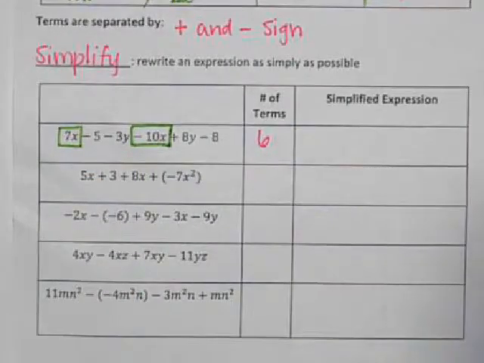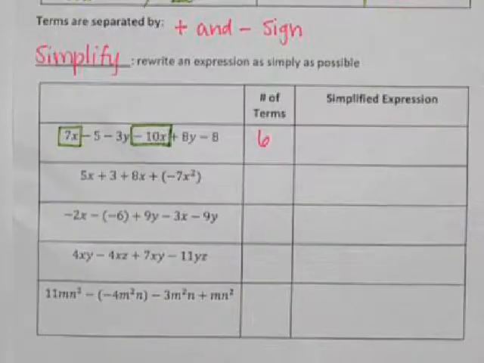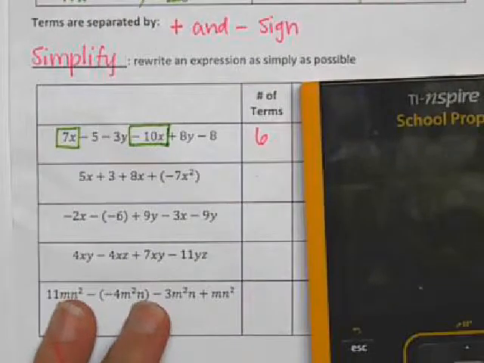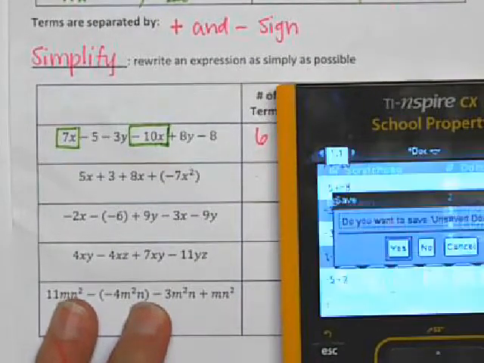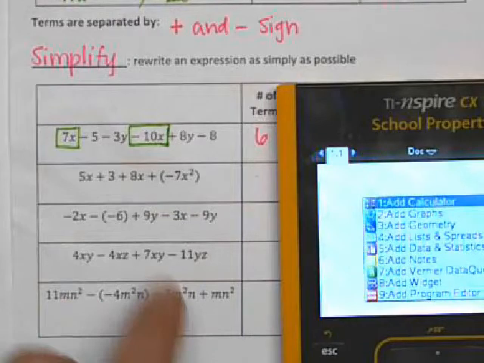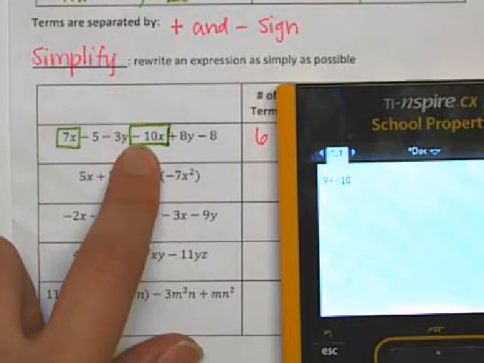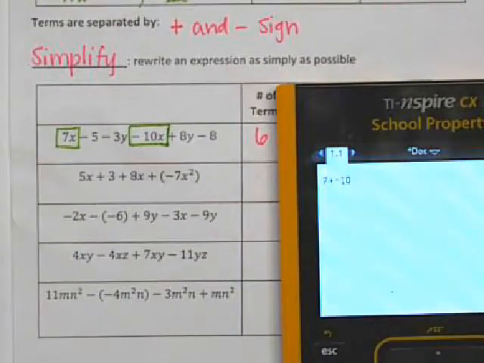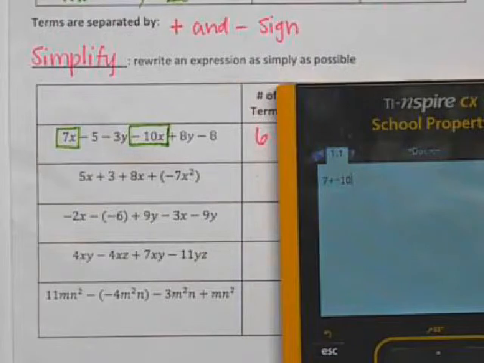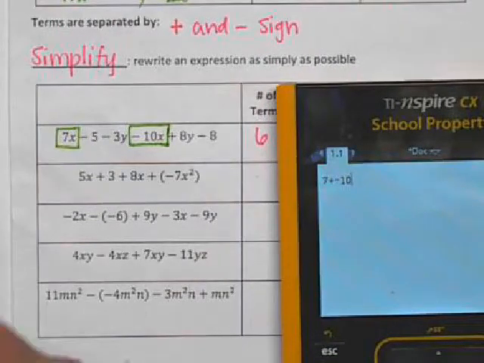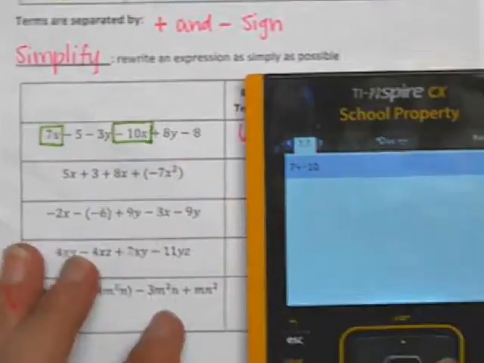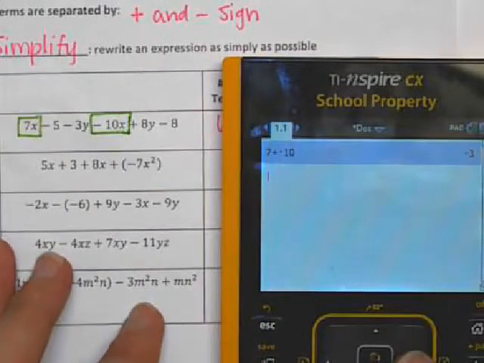Now, I'm combining my like terms, so I'm actually going to be adding because combine means add. So in my calculator, I'm going to take 7 plus a negative 10. Let me see if I can darken this up just a little bit so you can see. There it is. So 7 plus negative 10, which would give me negative 3.